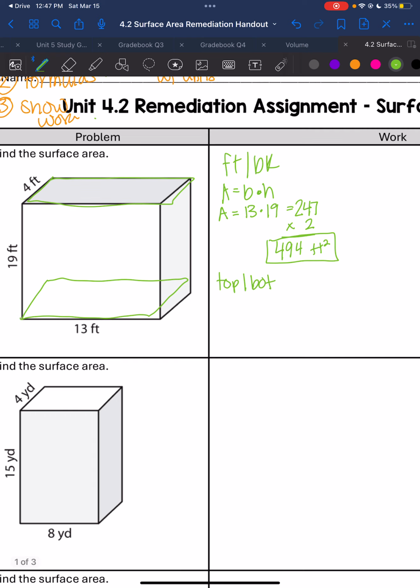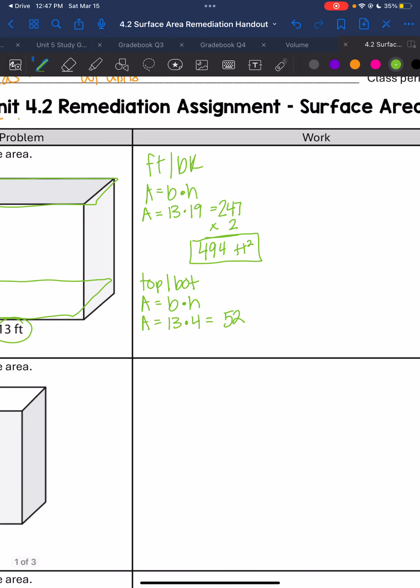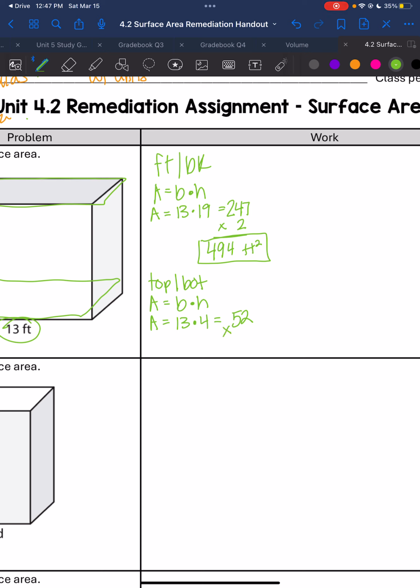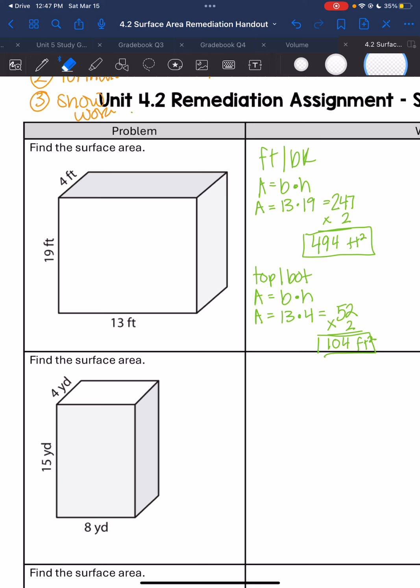It's a rectangle, so I'm going to use base times height. My base is 13. My height is 4. So my area equals 13 times 4, so 52. But there's 2 of them, so I can just double it. So 104 feet squared is the area for the top and the bottom. Okay, now I have the top, bottom, front, and back. I'm just missing my sides.